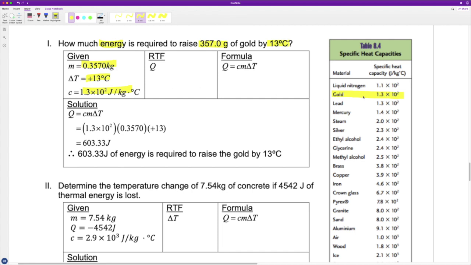So what this is, gold only takes 130 joules of energy to change 1 kilogram of its material by 1 degree Celsius. So again, compare that to water. Water is 4,180 joules. This is only 130.